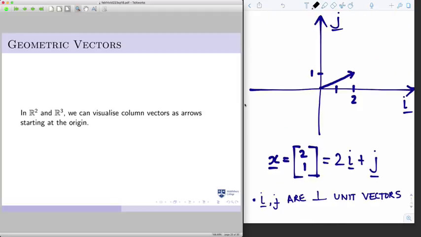Moreover, in R2 and R3, we can visualize column vectors as arrows starting at the origin. So here, i and j are going to be perpendicular unit vectors. Given a column vector x, say the column vector 2, 1, I can visualize that column vector as the arrow I would obtain by moving 2 units in the i direction and 1 unit in the j direction. Or I could also write this as 2i plus j.